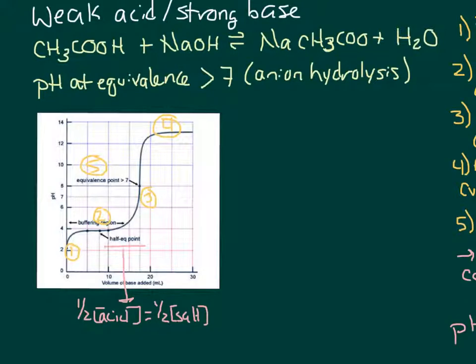Now we're going to look at a weak acid, strong base. So we're taking acetic acid and reacting it with NaOH to create a salt of that weak acid and strong base, and water. Because we are reacting a weak acid with a strong base, we are creating that salt. We now have what's called anion hydrolysis, as we had talked about previously. Due to that, we are going to get a pH at the equivalence point above 7.